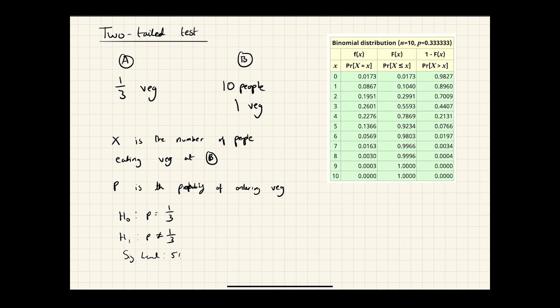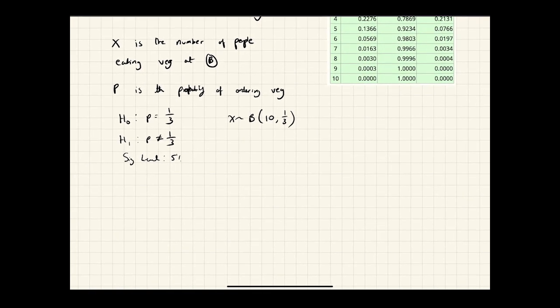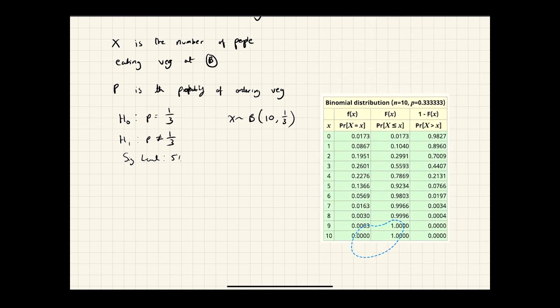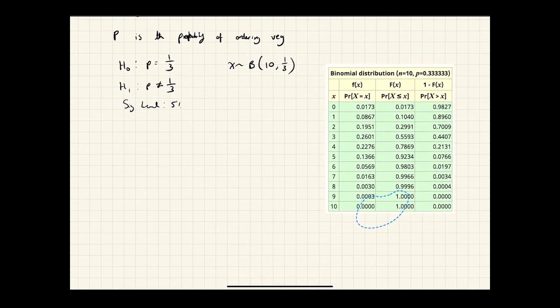And also we're saying that if H0 is true, then X is binomially distributed with 10 people at 1/3, because there are 10 people in a sample, and we're assuming H0 is true. So that's a third. So basically, what we need to do first is bring this table down again, since we'll be using it quite a lot.